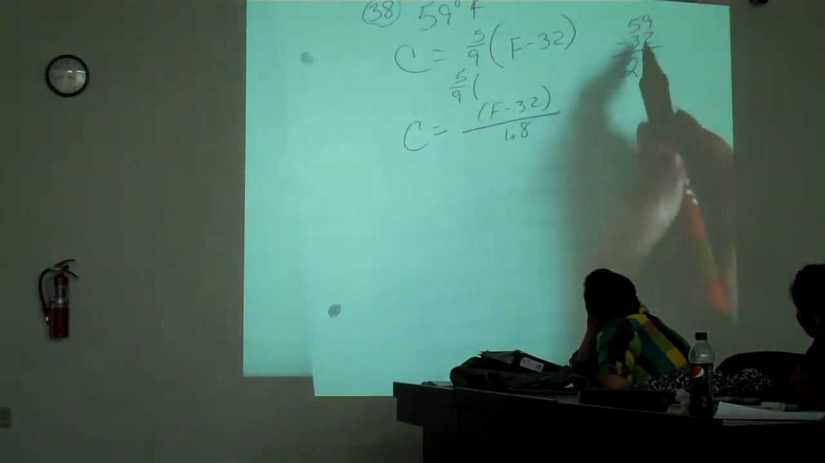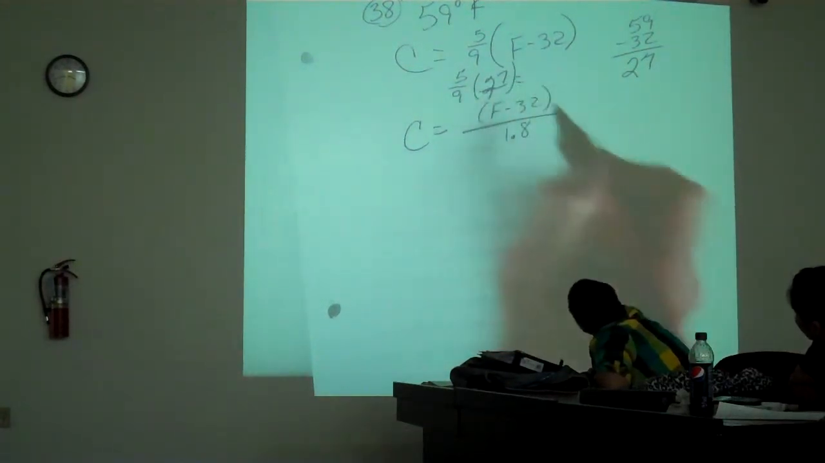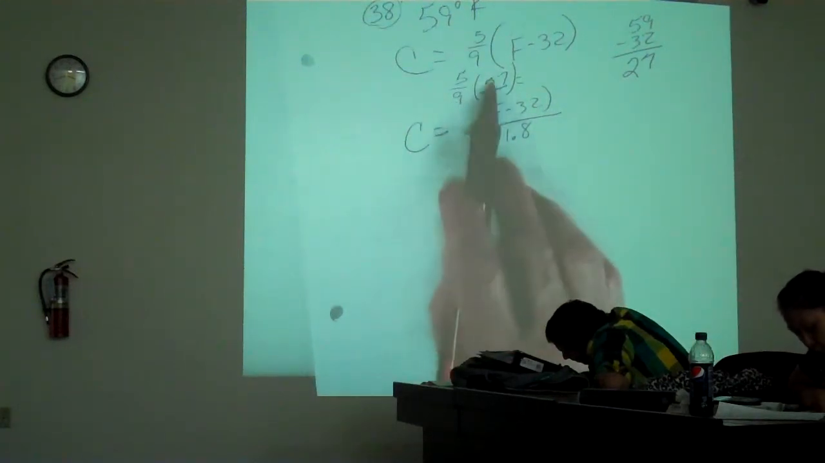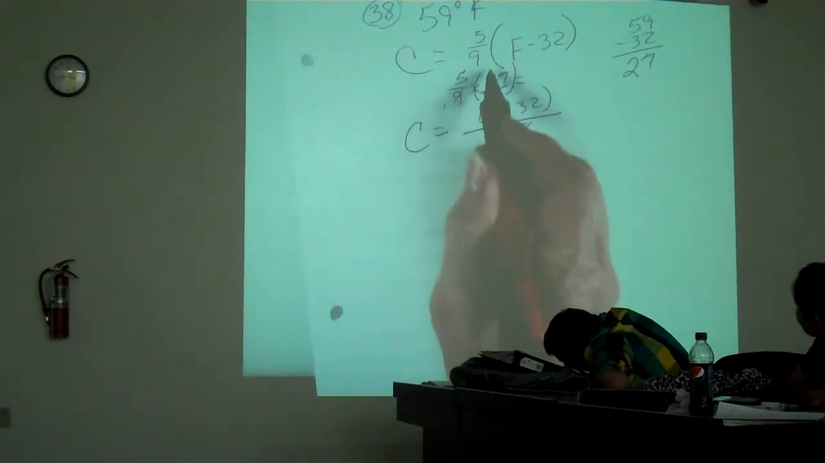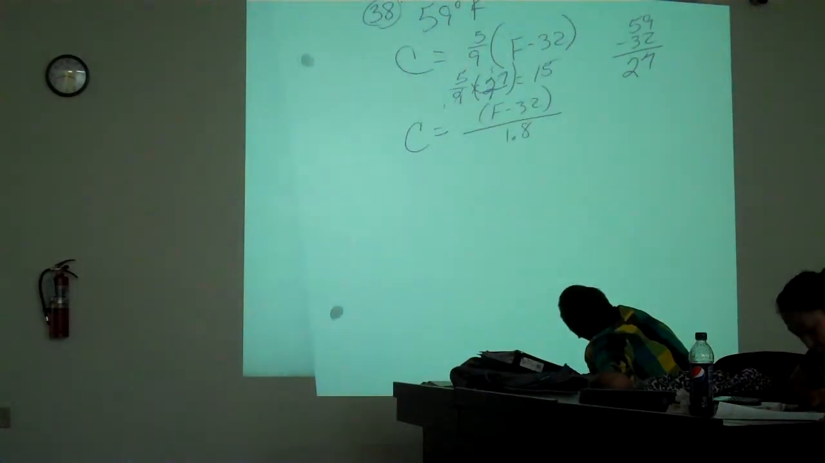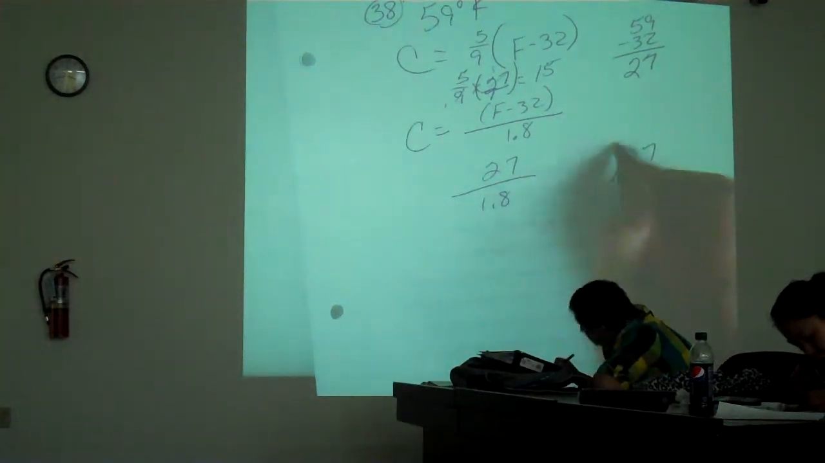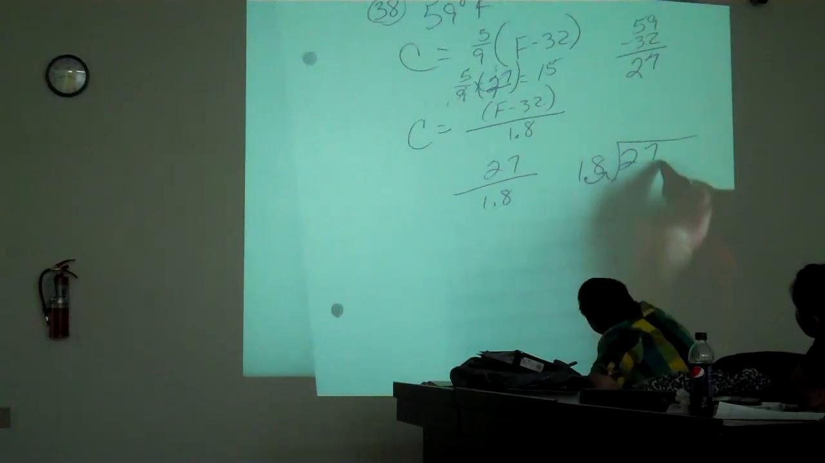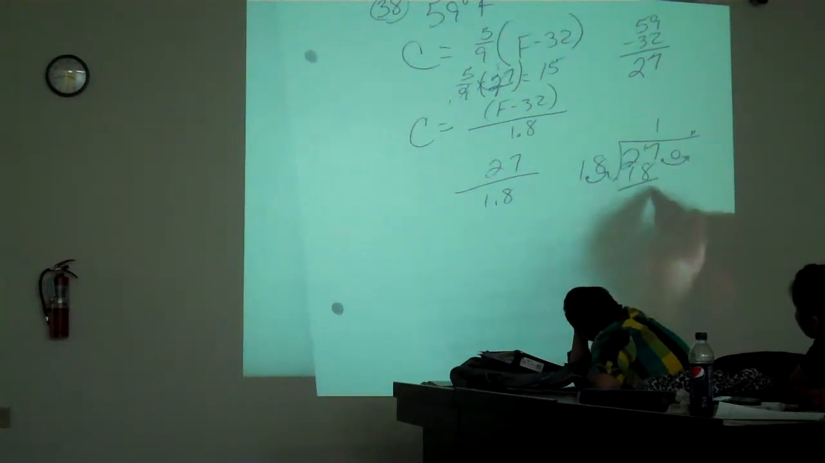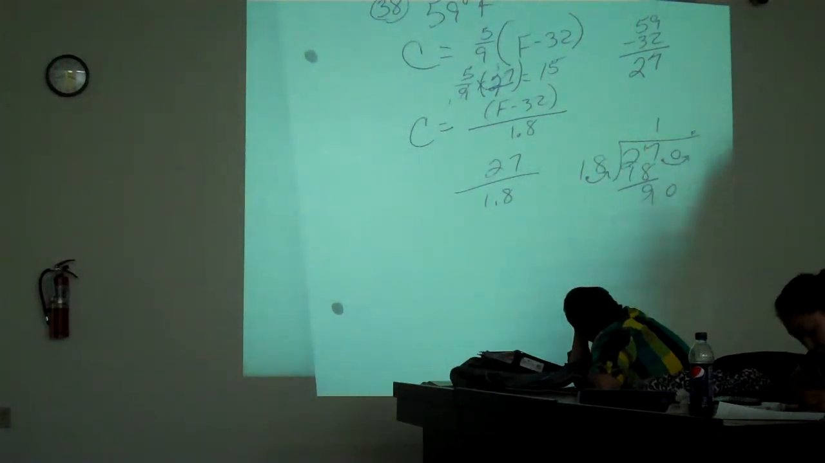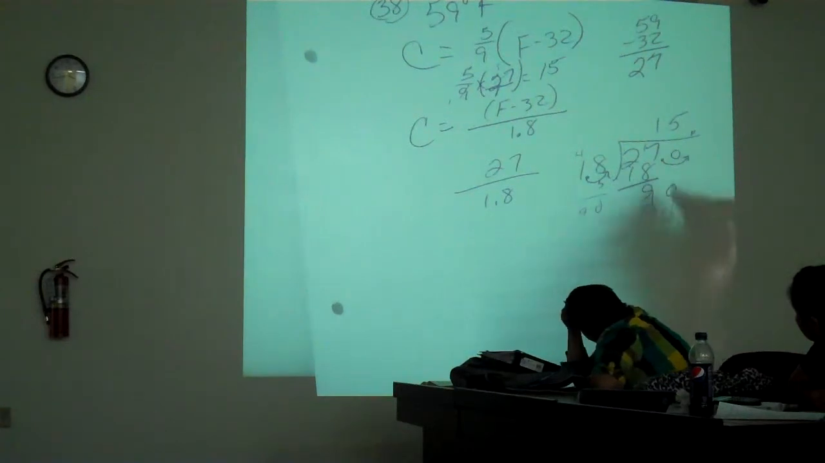5/9 times 59 minus 32, which is 27. Remember, that would be over 1. So to find that, you would divide by 9, right? When you're multiplying fractions, divide by 9 here, divide by 9, so that's 15. Or you can do it here, 27 divided by 1.8. Remember, you have to move your decimal. 18 into 27 is 1. 18 into 90 must be 5. 5 times 8, 40, yep, it's 90. So it's 15 either way.